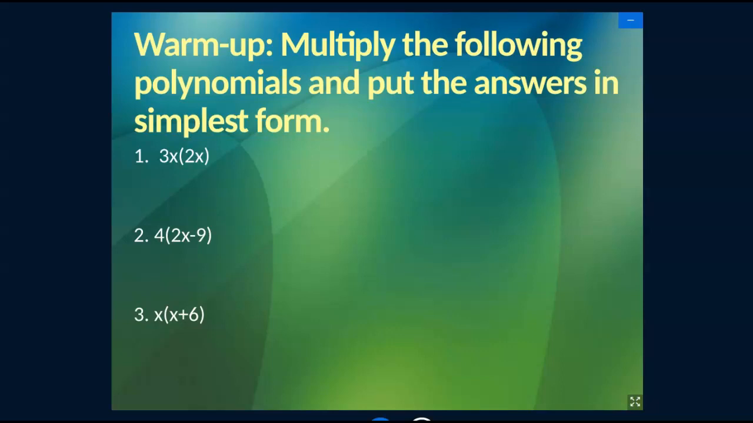And as part of the warm-up, go ahead and multiply those 3 parts together. So just take a minute. Remember, a variable times a variable means you add the exponents. So an x times an x becomes x squared.